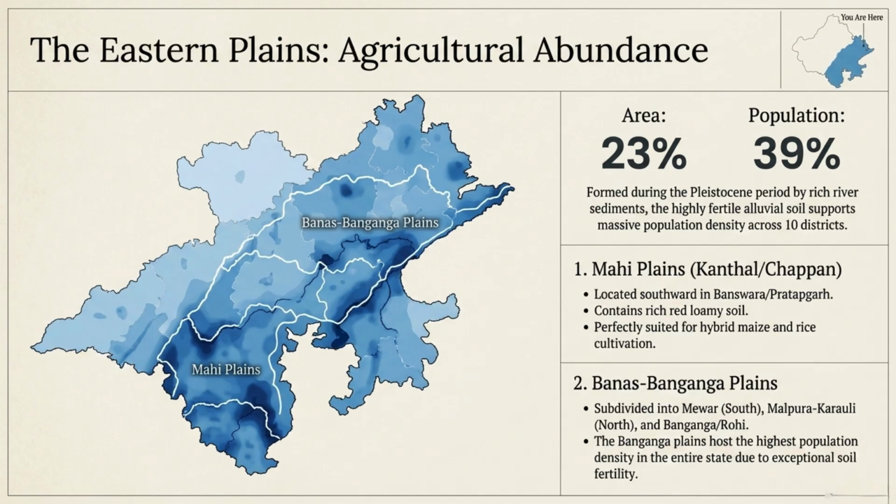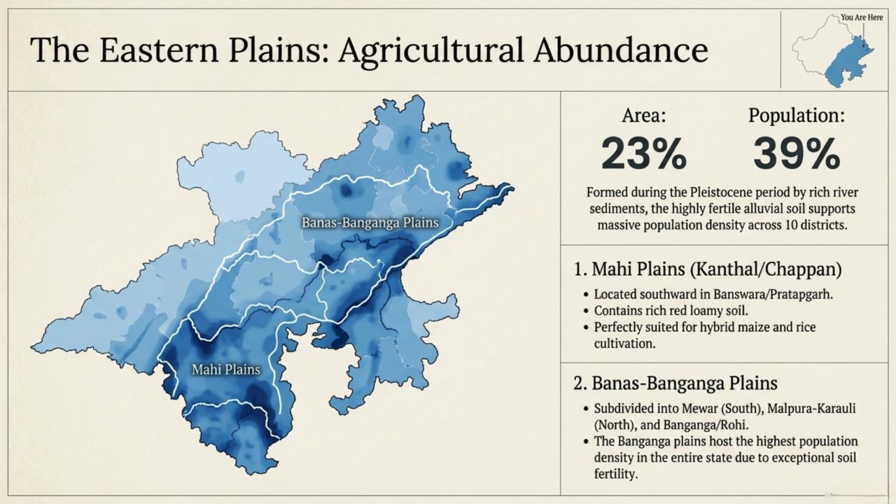Descending east from the mountains brings us into the eastern plains, a region of immense agricultural abundance. Covering 23% of the state's area but supporting a staggering 39% of its population across 10 districts, this region was formed during the Pleistocene period by rich river sediments.